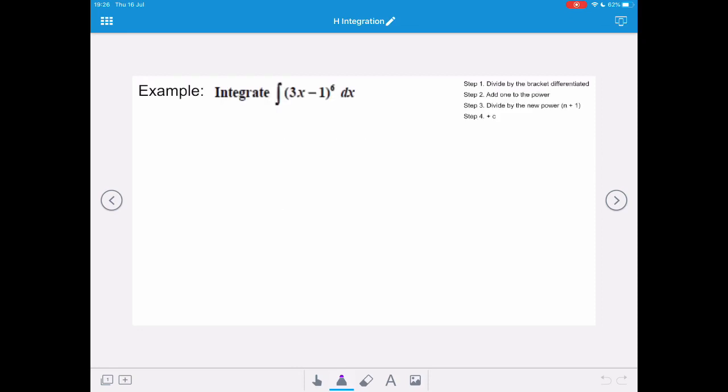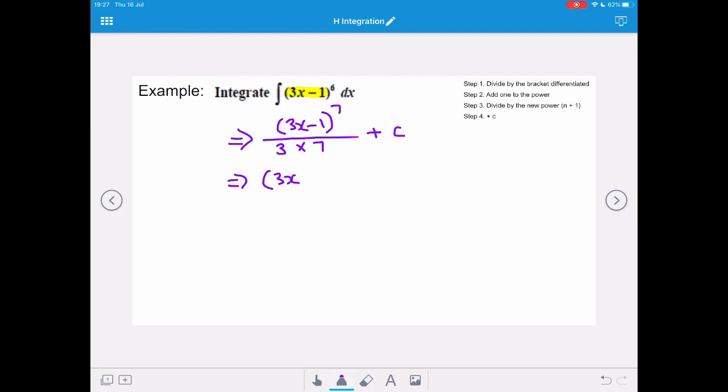So the first example, we're going to integrate (3x minus 1)^6 with respect to x. So the bracket that we need to differentiate is 3x minus 1, and that's going to differentiate to 3. So we're going to divide by that 3. We're going to rewrite the bracket 3x minus 1, and we're going to add 1 to the power, which takes it up to 7, and we're going to divide by that power, and then put our constant of integration.